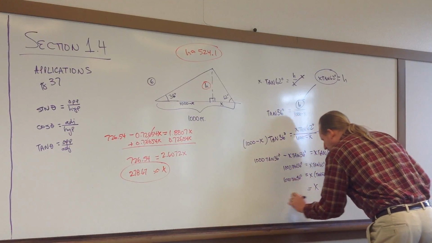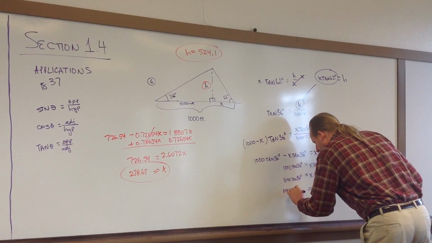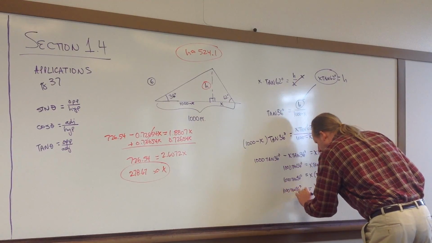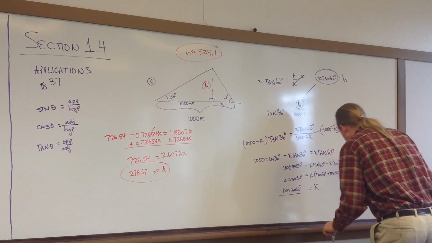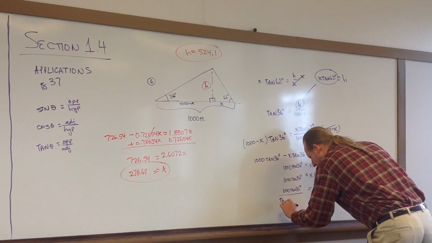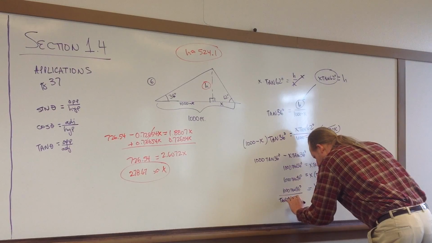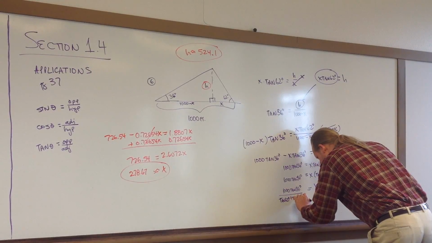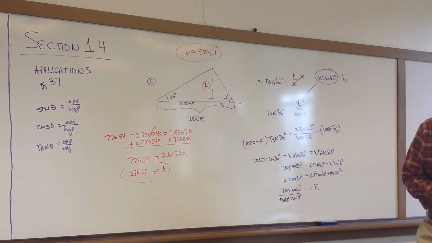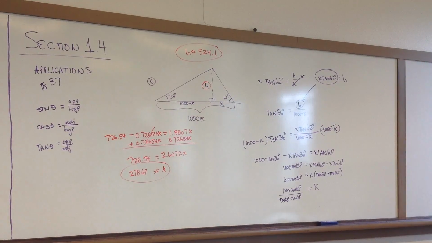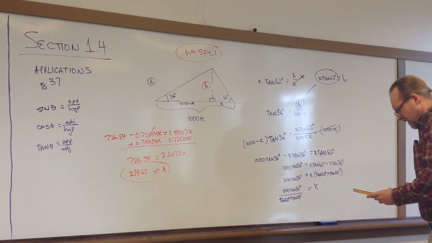So, x is going to be 1,000 tangent 36 divided by tangent 62 plus tangent 36. So there's our exact value. Let's see exactly what it is. It should be 524.1. So let's see what we get.